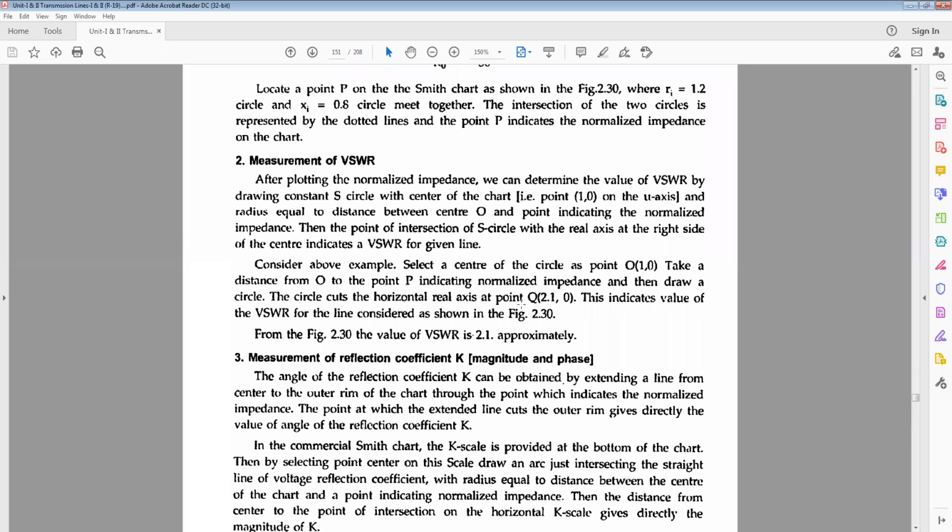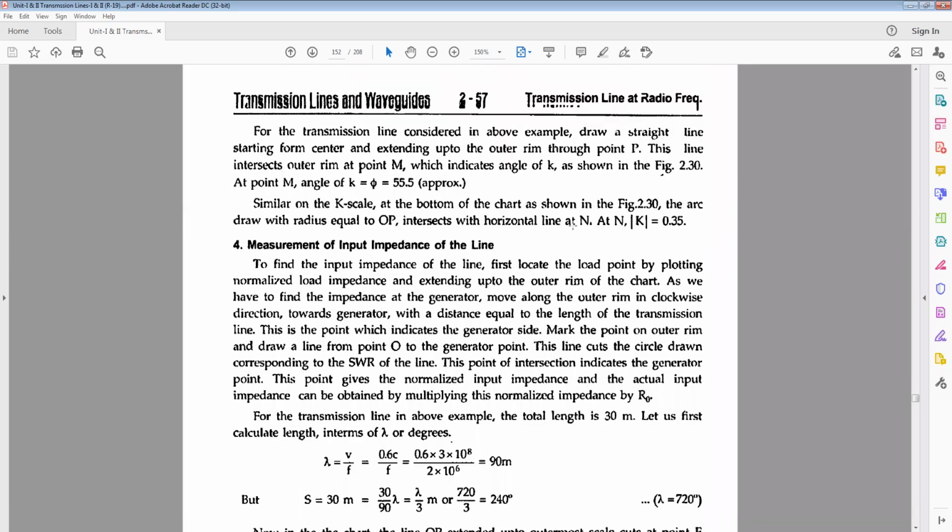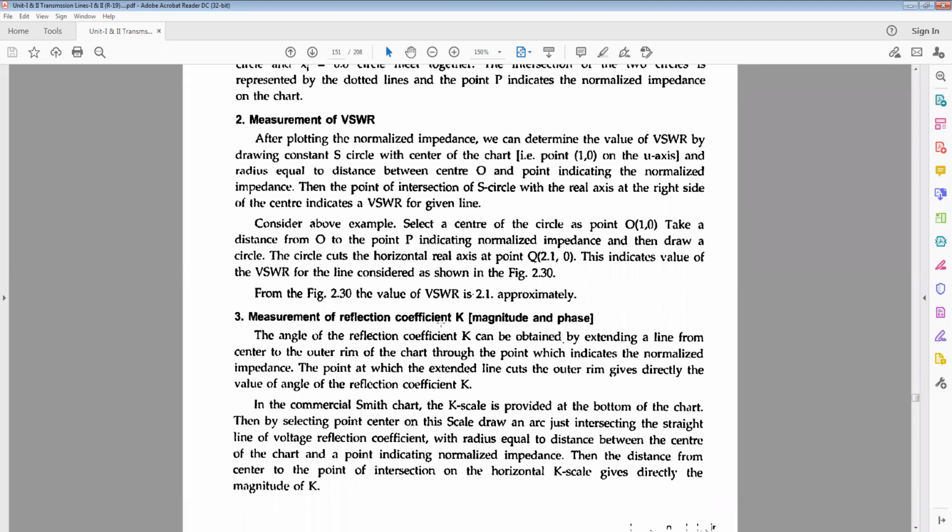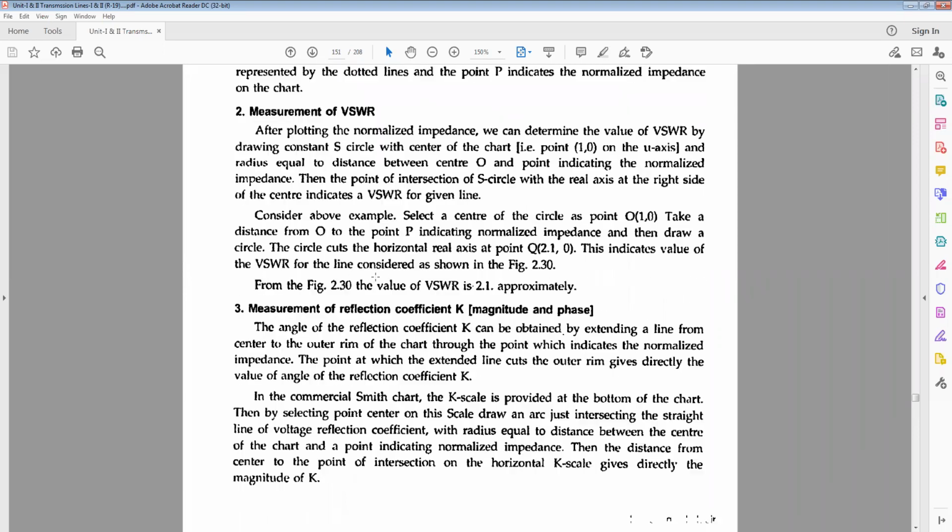We understood how we get the value of S from the circuit. Now the next one: measurement of the reflection coefficient K. The angle of the reflection coefficient K is obtained by extending a line from the center to the outer rim of the chart through the point which indicates the normalized impedance. The point at which the extended line cuts the outer rim gives directly the value of the angle of the reflection coefficient K.